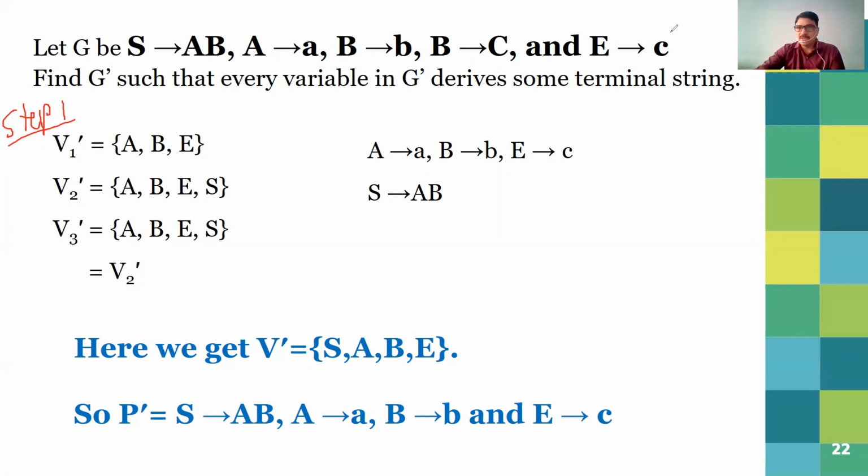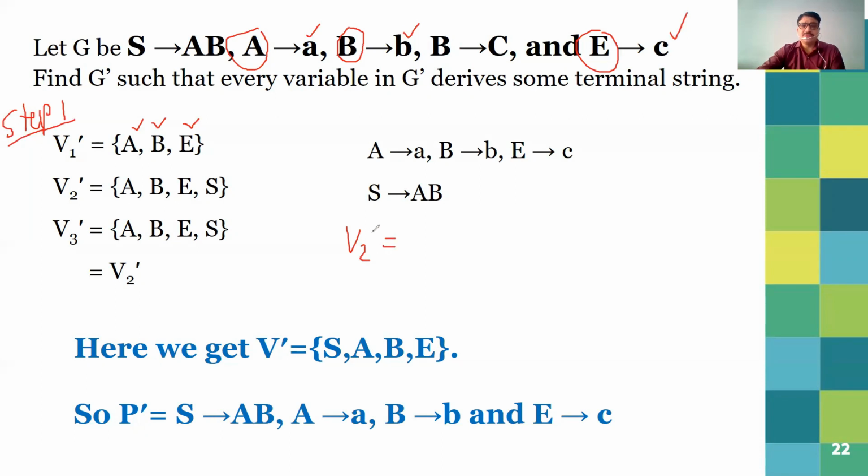Here you can see that c is a terminal produced by E, another terminal b is produced by B, and another terminal a is produced by A. So simply write the names of the variables that are producing terminals: A, B, and E. Clear? Now we will try to find V2.